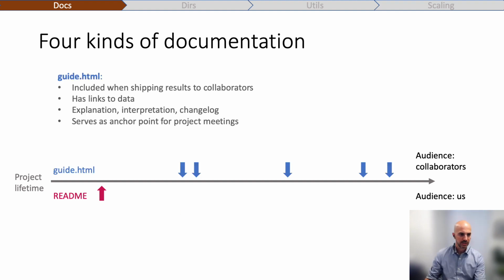The second kind of documentation is what we call a guide, an HTML file, and we ship this HTML file with results to our collaborators. So this is updated each time we ship, in contrast to the README, which mostly is only updated once. The guide has links to the data, explanation, interpretation, a change log, and when we meet with our collaborators in project meetings, it serves as an anchor point for those discussions.